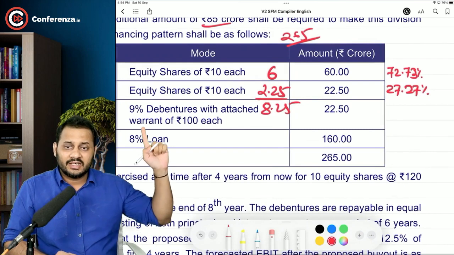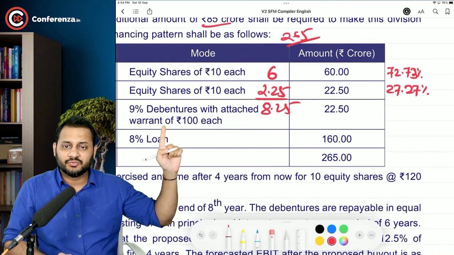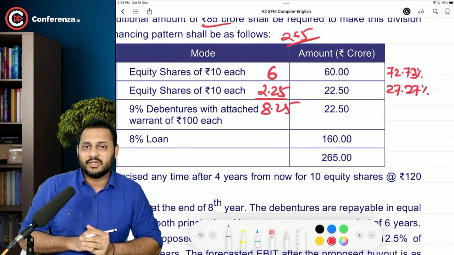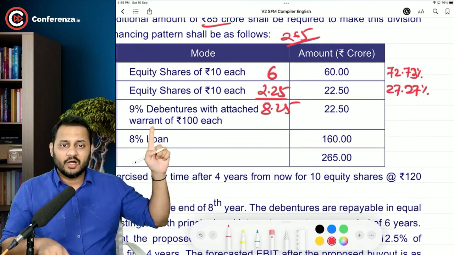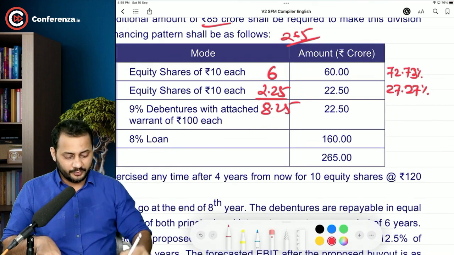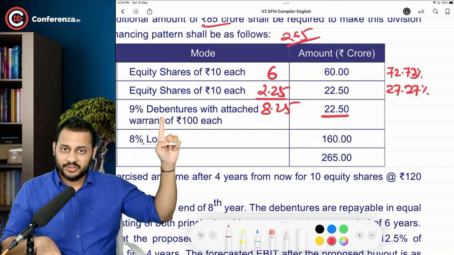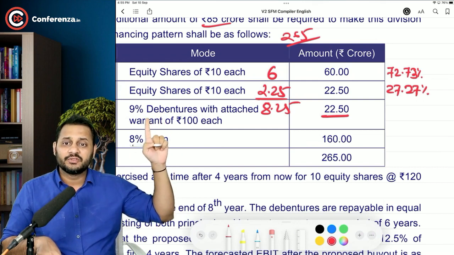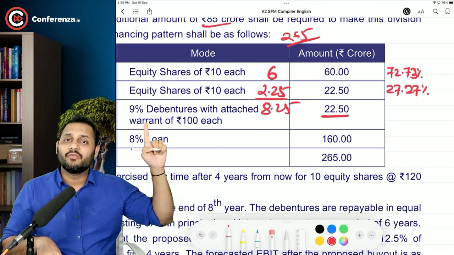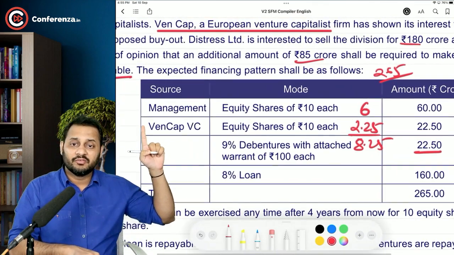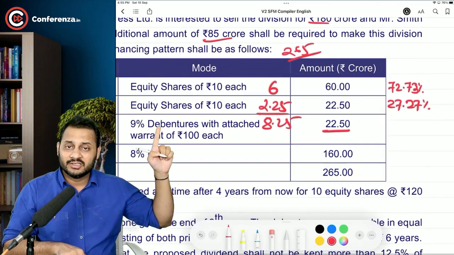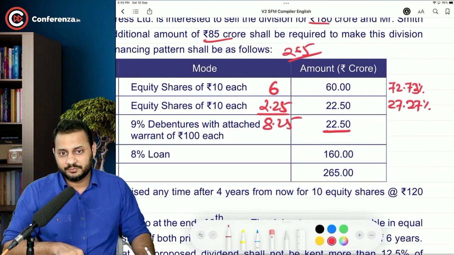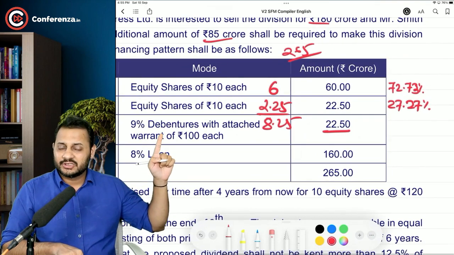Understand, this 9% debenture with attached warrant of rupees 100 each. What does that mean? It means that right now this 22.50 crore rupees is issued in terms of debenture, but this debenture comes with a warrant, a document, or we can say an option where the Vencap can convert this debenture into equity shares. Right now, how many debentures are there?